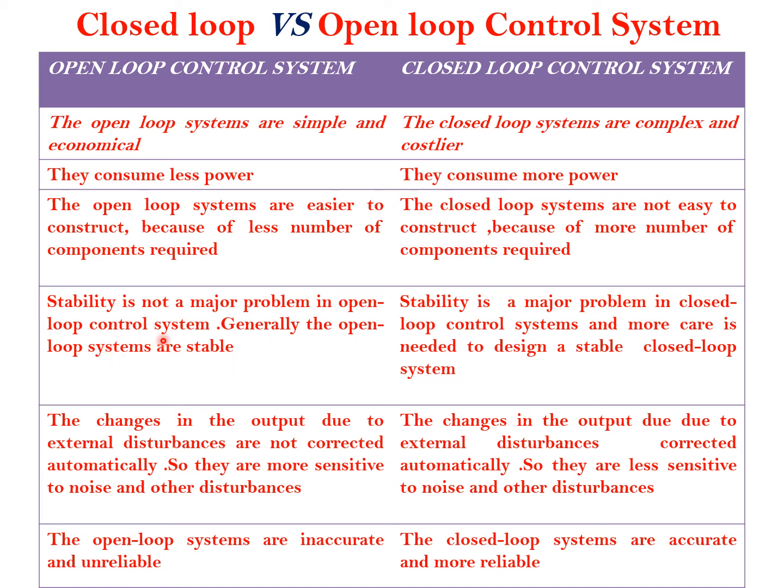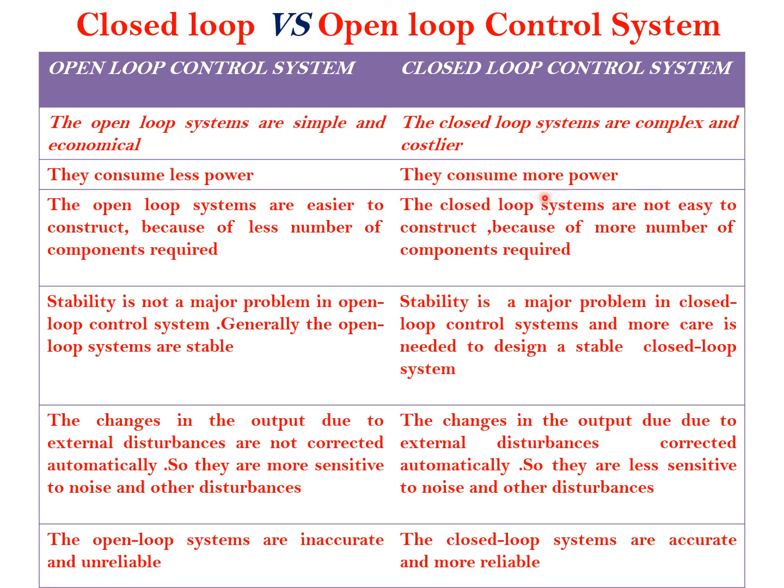Next, stability is not a major problem in open loop control system, as generally open loop control systems are stable. Stability is the major problem in a closed loop control system, and more care is needed to design a stable closed loop system. In open loop systems, the changes in the output due to external disturbances are not corrected automatically, so they are more sensitive to noise and other disturbances. In closed loop systems, the changes in the output due to external disturbances are corrected automatically, so they are less sensitive to noise and other disturbances. The open loop systems are inaccurate and unreliable, but the closed loop systems are accurate and more reliable.